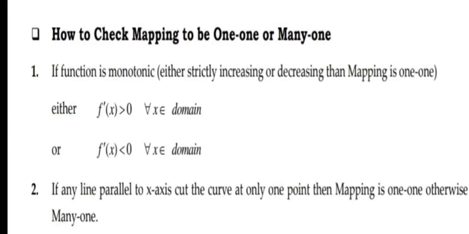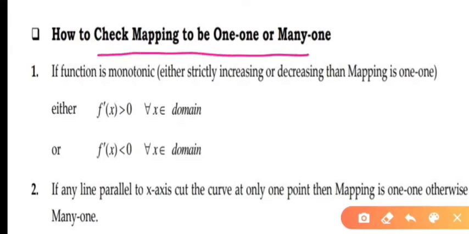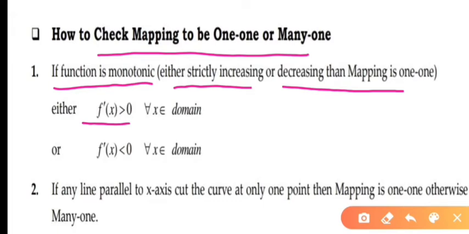Now, how to check whether a mapping is one-one or many-one? First point: if a function is monotonic, either strictly increasing or strictly decreasing, then the mapping is one-one. Monotonic means it is either increasing or decreasing. Either f'(x) is greater than 0 for all x belonging to the domain set, or f'(x) is less than 0 for all x belonging to the domain set.